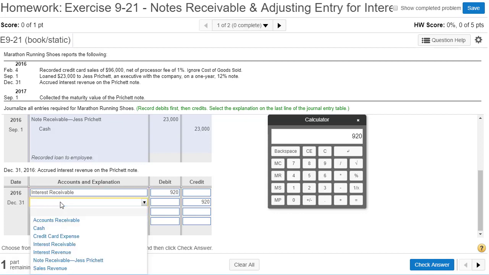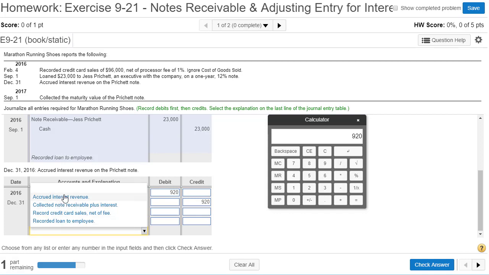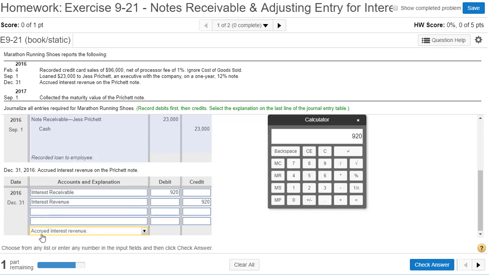And we also have to show how much interest revenue we've earned, $920. So Uncle Sam wants us to record this interest revenue so that they can tax us on that revenue. And also our investors who read our balance sheet need to know that our assets have increased by $920 because Jess now owes us on December 31st $920 of interest. So this is called accruing interest revenue. Accruing means something is accumulated, in this case interest, but has not yet been paid. Won't be paid until the note is due.